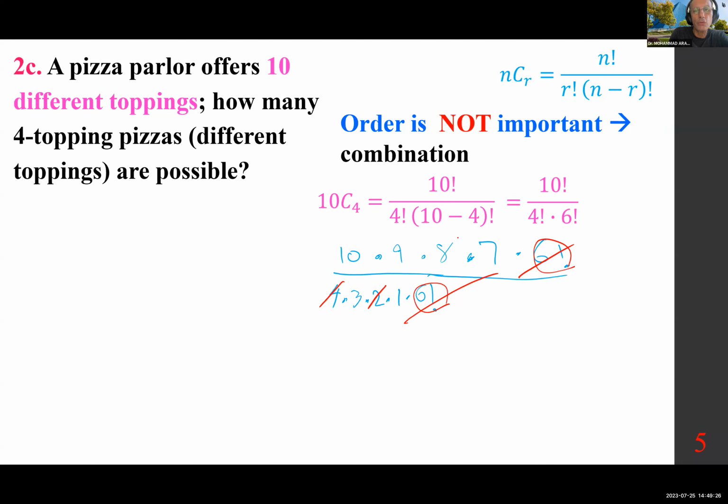4 times 2 is 8. 9 divided by 3 is 3. So the answer is 10 times 3 times 7, which is 210. So it can easily be done by hand. Nobody expects you to do that, especially for large numbers by hand, but you should be able to understand the concept.